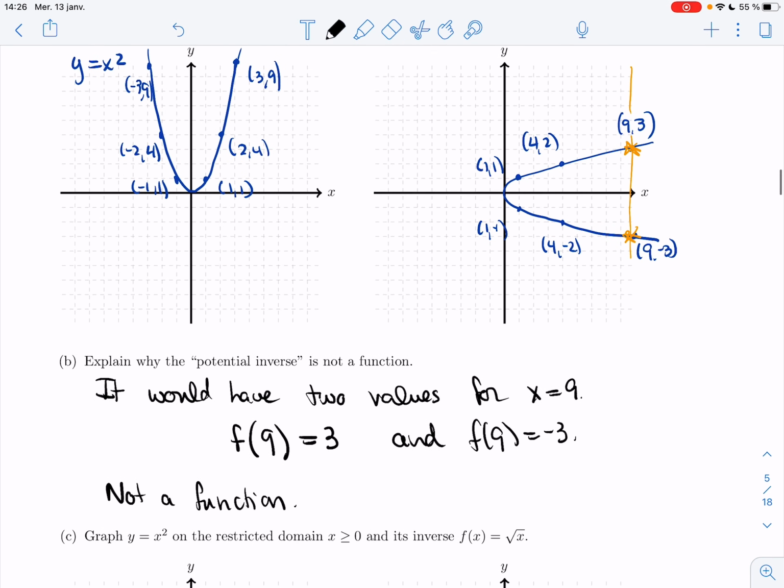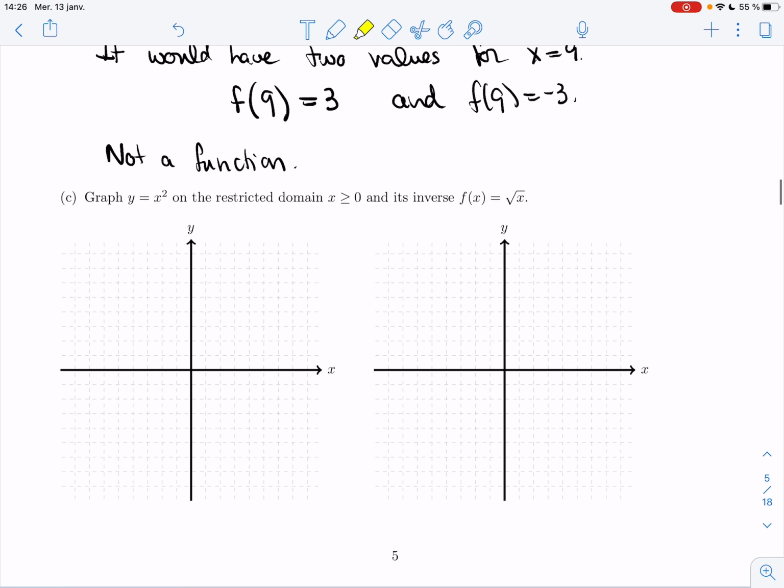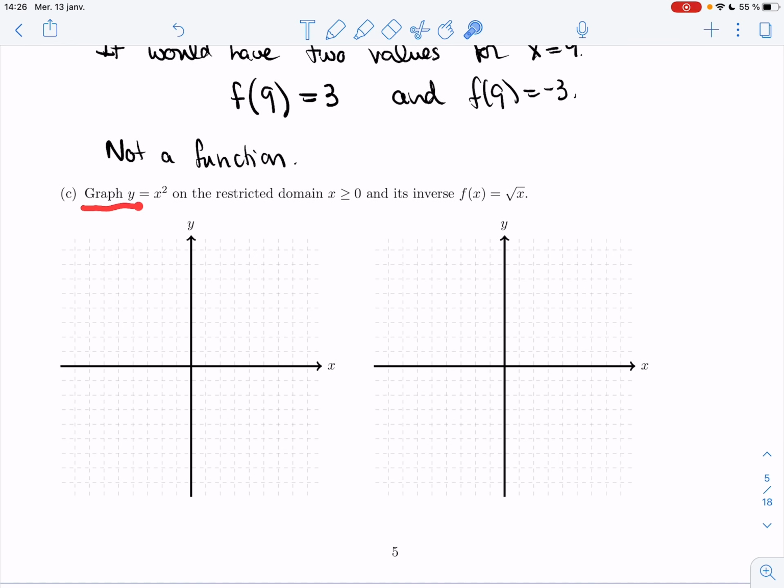And so what we've done to define an inverse, to get a square root, is instead of looking at both branches, we just picked the positive numbers. We like positive numbers more, and so instead of looking at the two branches, I only look at the right branch. And so that's what we'll do here. Graph y equals x squared on the restricted domain x is greater or equal to 0 to find its inverse.